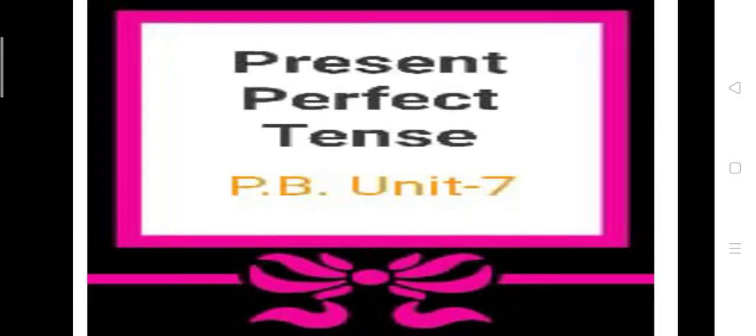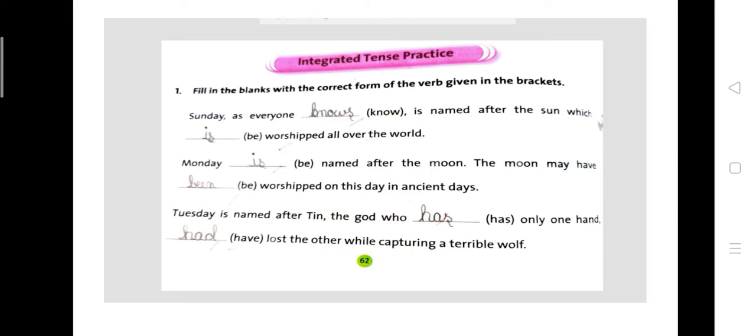Now come to our practice book unit 7. Last exercise, that is integrated tense practice. What do you mean by integrated? Integrated means mixed. Mixed tenses have to be used in this paragraph, and we have to be very much particular that which sentence should be in which tense, and also we have to remember if it is in passive voice, how we are going to use the verbs.